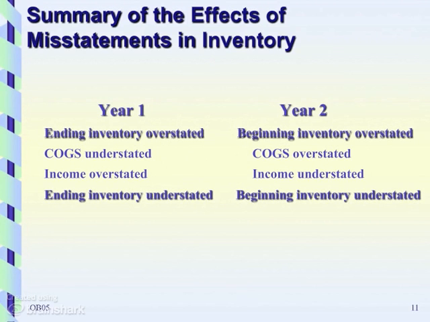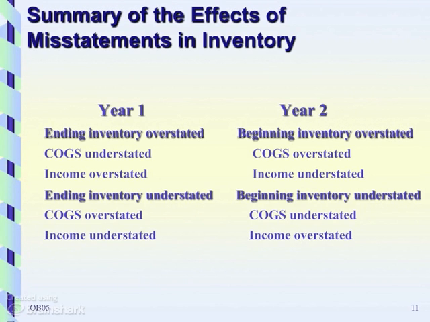In year one, ending inventory overstated will cause the cost of goods sold to be understated and income to be overstated. Ending inventory understated will cause the cost of goods sold to be overstated and income understated. In year two, if the beginning inventory is overstated, the cost of goods sold will be overstated and income will be understated. If beginning inventory is understated in year two, the cost of goods sold will be understated and income will be overstated.